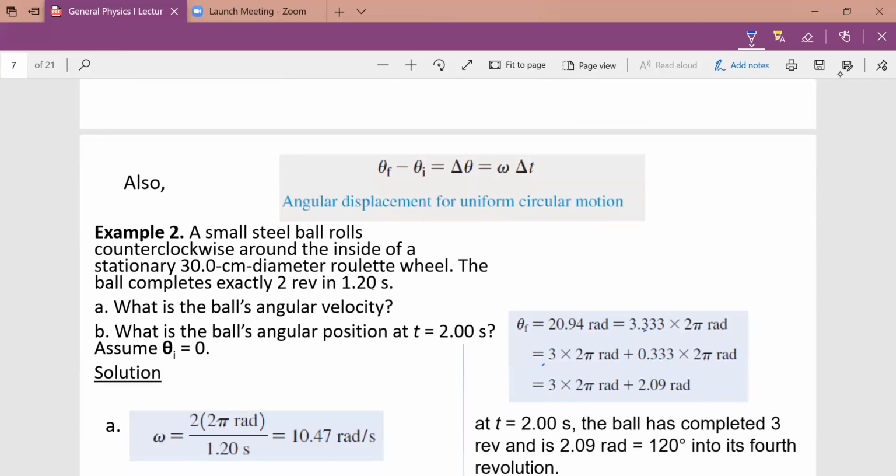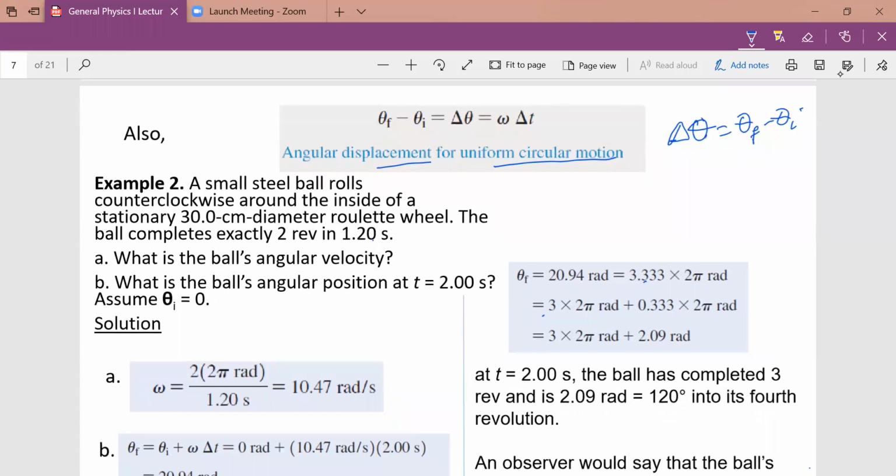Okay? But we know that the full expression of change in position in terms of displacement is equal to the final minus the initial, just like we used to express it for both the linear and the circular discussion that we've had. So this is actually the definition of our angular displacement for uniform circular motion.